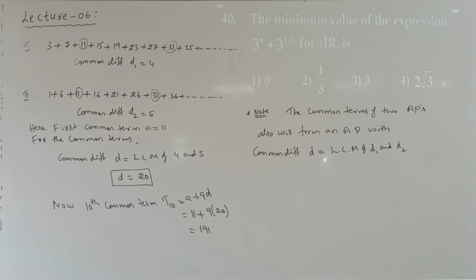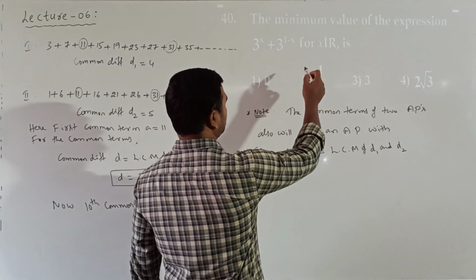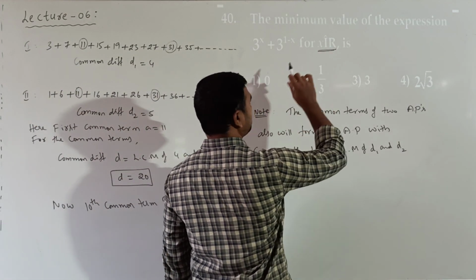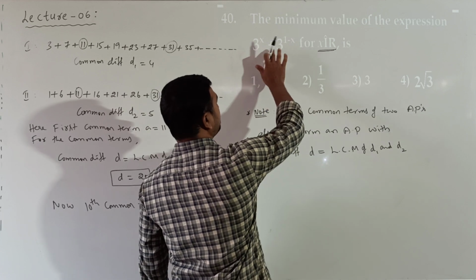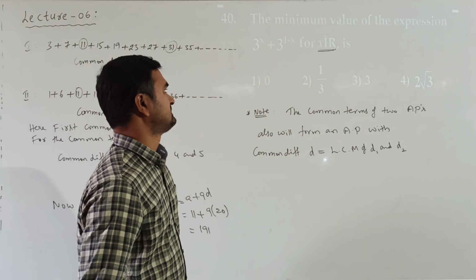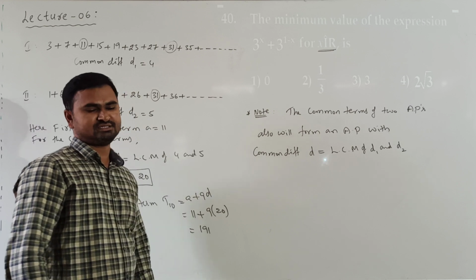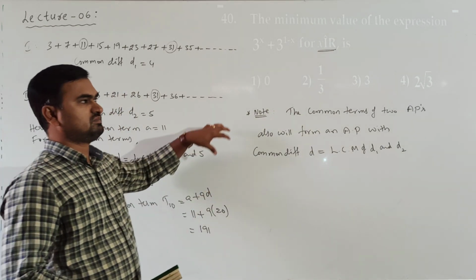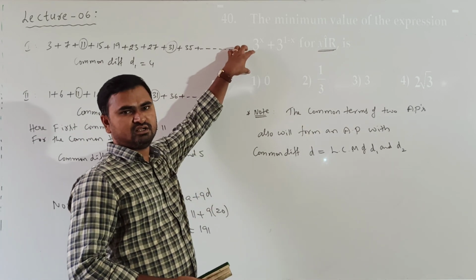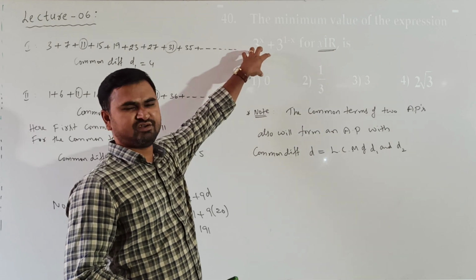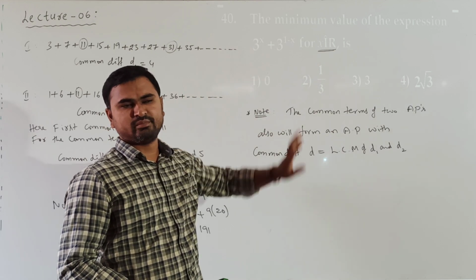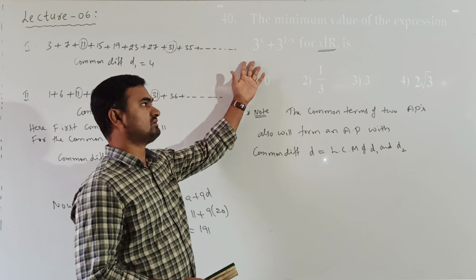The minimum value of the expression 3 power x plus 3 power 1 minus x, for x belongs to R, is. Now x belongs to R, any value of x we take from real numbers. What is the minimum value of this expression? This type of problem you will find in the application of derivatives chapter, maxima and minima.